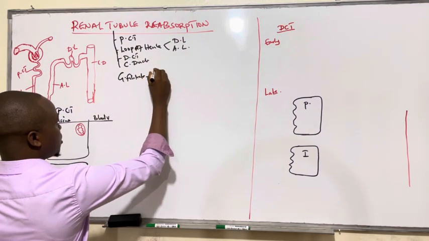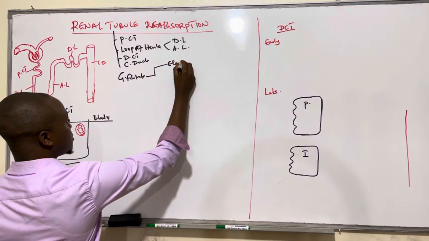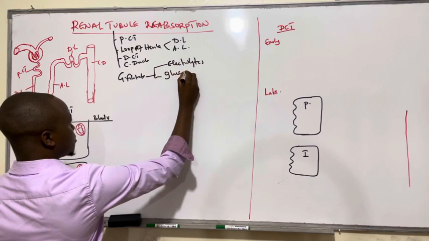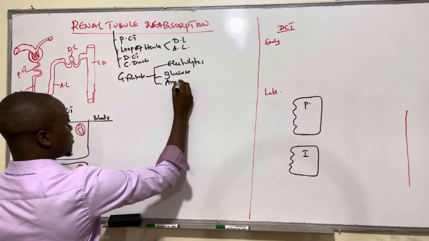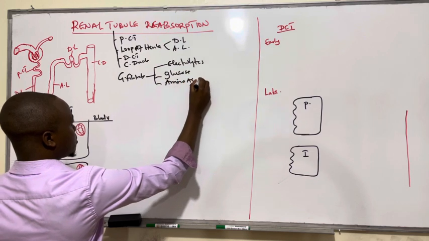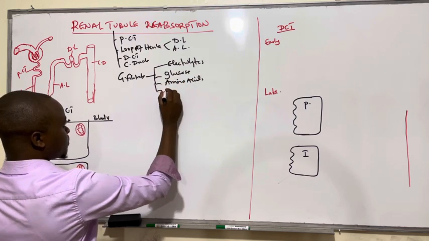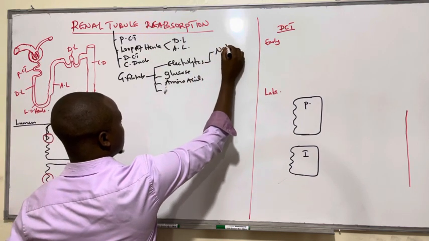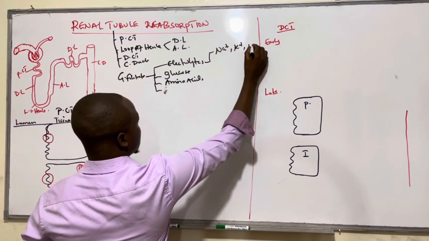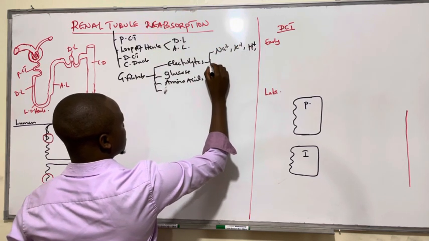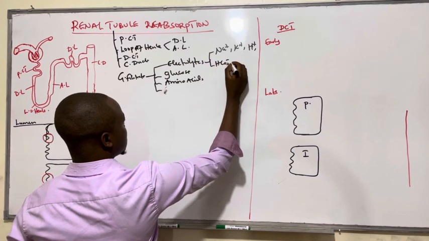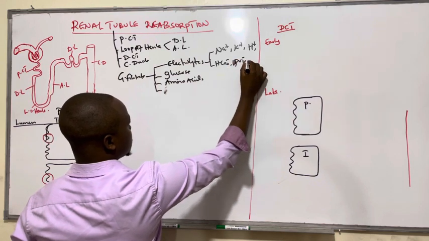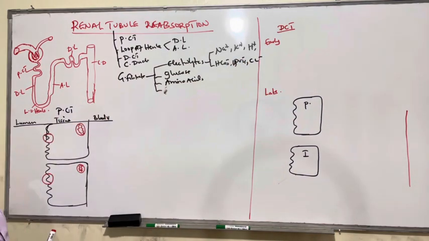was composed of electrolytes. We have glucose there. We have amino acids. Then sodium, potassium, hydrogen belong here. These are electrolytes. Bicarbonate, phosphate, hydrogen phosphate, and chloride are all under electrolytes.